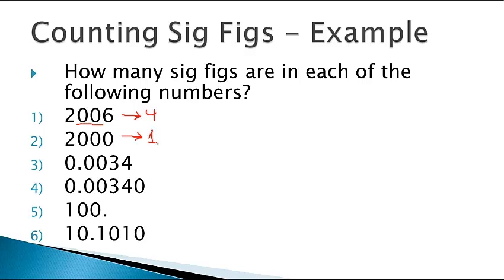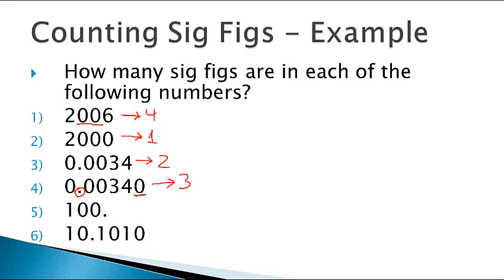How about the third one? 2. Zeros on the left end are never significant. And then 3 in this one, because the 0 at the right-hand end, since the decimal point is showing, is significant. I wouldn't have written 0.00340 if I didn't actually know that last zero.